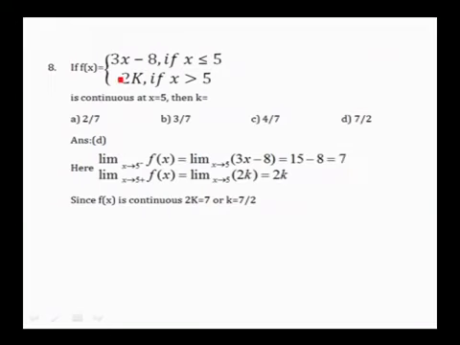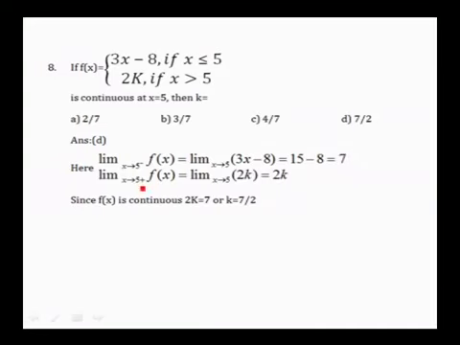If f(x) is equal to 3x minus 8 if x is less than or equal to 5, and equal to 2k if x is greater than 5, and is continuous at x equals 5, then what is the value of k? If you consider the left hand limit, limit of f(x) as x tends to 5 minus, it is the limit as x tends to 5 of 3x minus 8, that is 15 minus 8 is equal to 7.